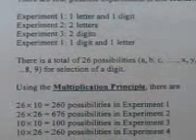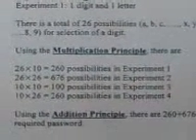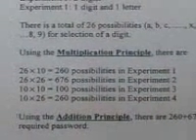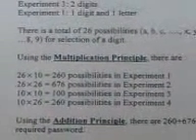Then the next scenario is there's a total of 26 possibilities from A, B, C all the way to Z for the selection of a letter, and 10 possibilities from 0 all the way to 9 for selection of a digit. So by using the multiplication principle, the first experiment consists of 26 times 10, which is equal to 260 possibilities.